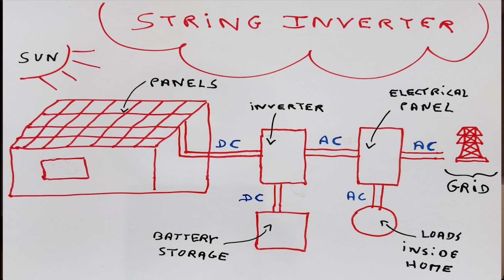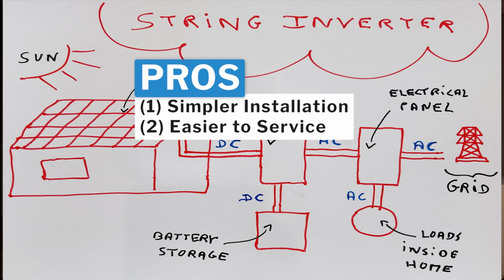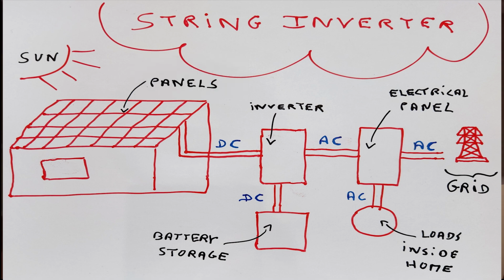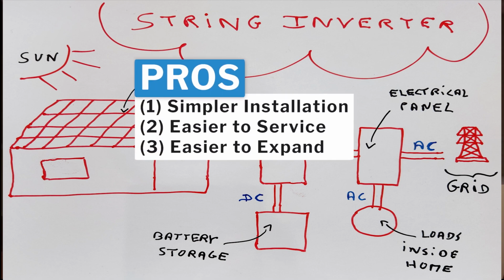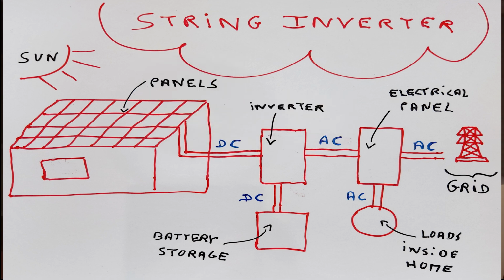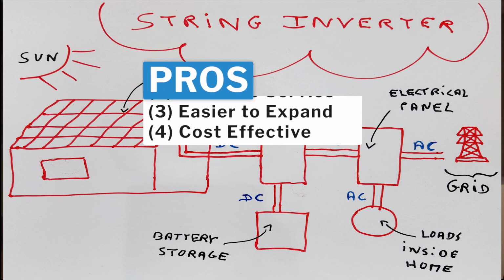Another advantage is it is typically a lot easier to service a string inverter configuration simply because the one key component, i.e. the inverter, is, generally speaking, like we just mentioned, located at the ground level, typically in the garage or sometimes even outside the home. A third advantage is it is easier in general to expand such a system by adding extra panels. Last but not least, another big advantage is it is a cost-effective solution.